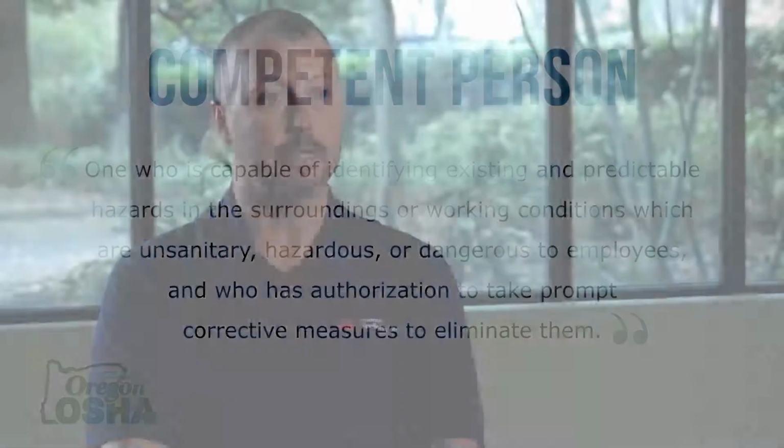It's that authority to take prompt corrective action that really makes somebody competent or makes them not so competent. Unless they have that authority to correct the hazard that they found, they can't be competent. The only person who can deem somebody competent is the employer. It's not up to a third-party training company or anybody else to say this person is definitely competent, even if they come through training.